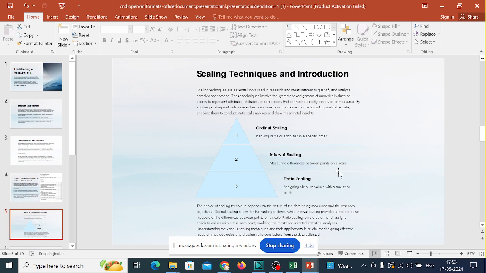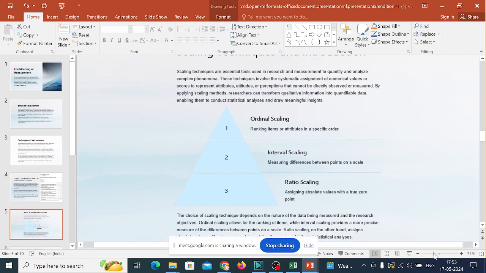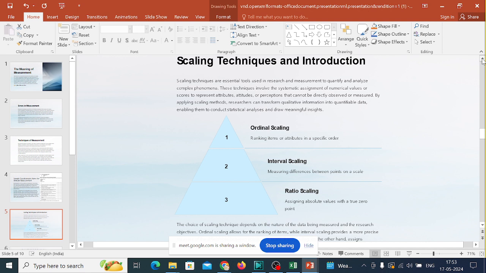Yes, scaling techniques: an introduction. What is the technique of scaling? Look at the introduction part. Scaling techniques are essential tools used in research and measurement to quantify and analyze complex phenomena. Some techniques are there which you need to apply to measure, quantify or analyze your research. This is called the most important or essential tool of doing any research.